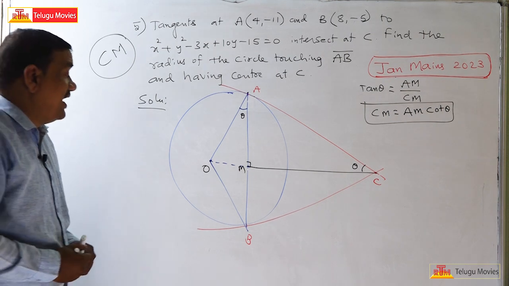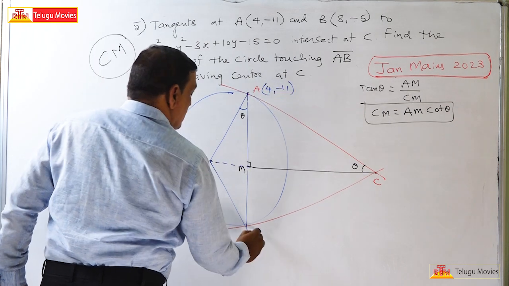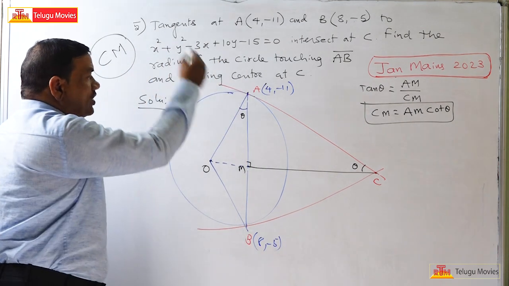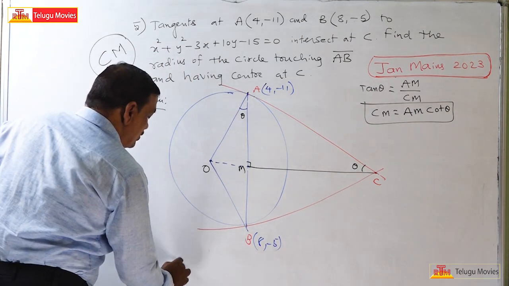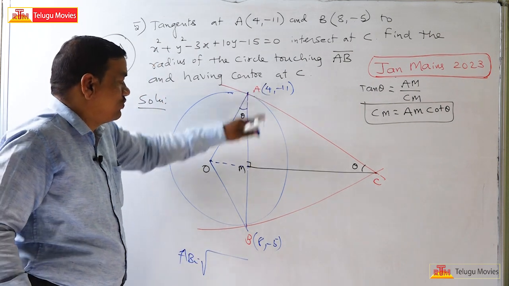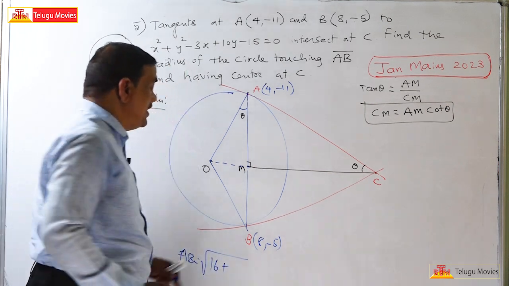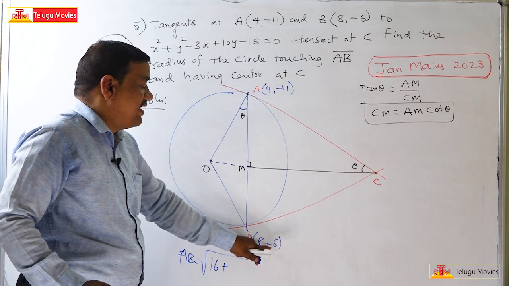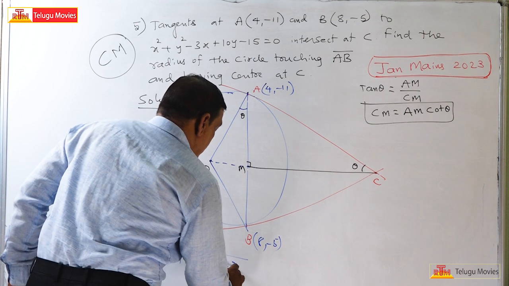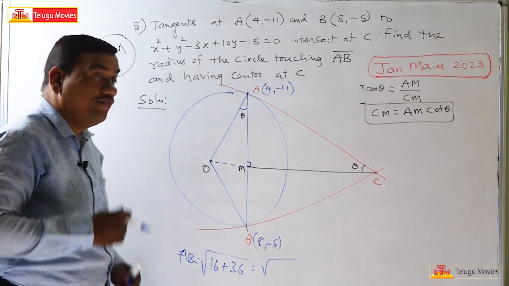Now, AM into cot theta. So we want to find out the AM value. As A is given (4, -11) and B is given (8, -5), what is the total AB length? AB length is equal to the square root of (x2 minus x1) whole square, (4 minus 8, minus 4) that is 16, plus (y2 minus y1) whole square, (minus 11 plus 5, how much? 6), 6 square, 36. What is 16 plus 36? 52.